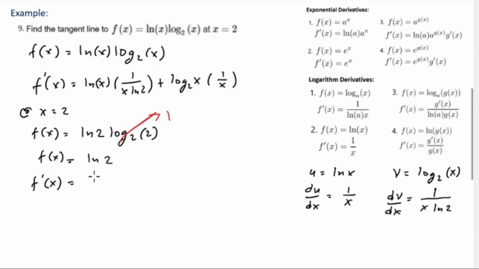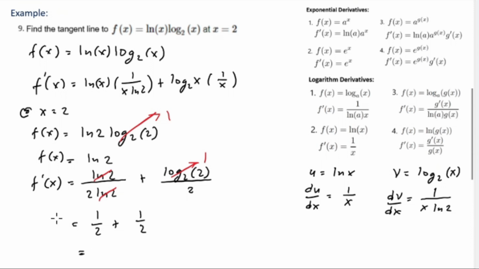With x equal to 2, we have ln of 2 all over x, which is 2, plus log base 2 of 2 all over x, or 2. We cancel out ln of 2 over ln of 2, and log base 2 of 2 is equivalent to 1. This is 1 over 2 plus 1 over 2, and f prime of x is equal to 1.